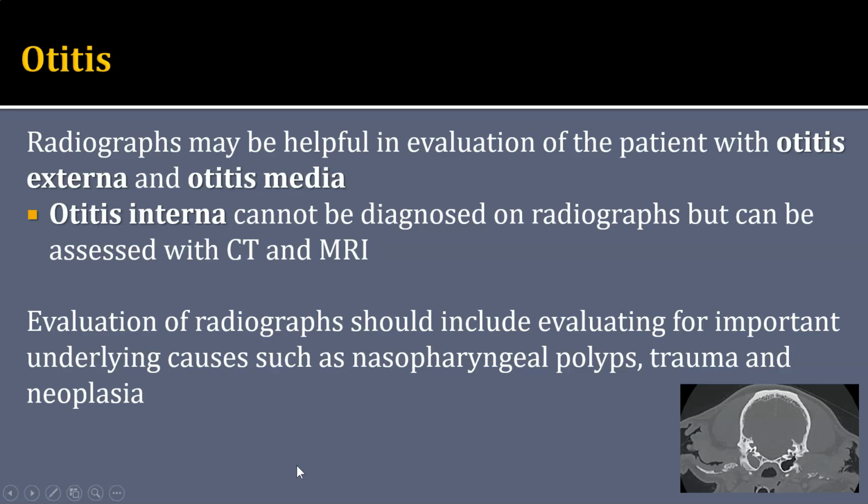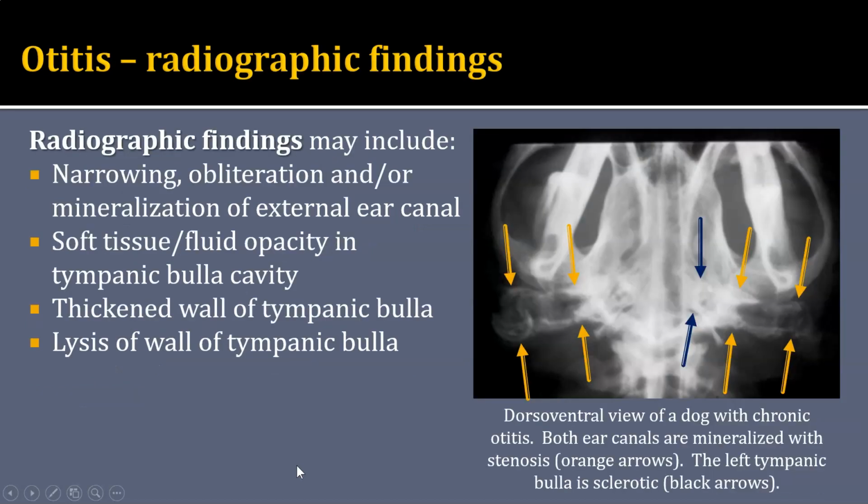Please keep in mind that otitis interna cannot be diagnosed on radiographs, but we can assess for otitis interna with CT and MRI. So when you're evaluating your radiographs for the signs that we'll talk about for otitis externa and media, it is important to evaluate for some underlying causes, such as in the cat, the nasopharyngeal polyp, but also for potential causes of trauma or even neoplasia, or even deep and larger seated infection.